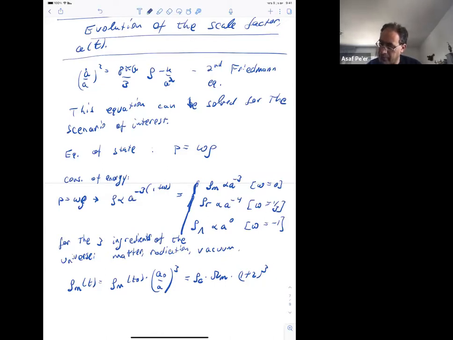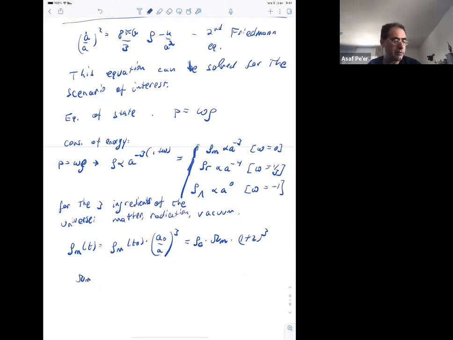And omega matter, just to remind you, was rho matter today divided by the critical density. The critical density today is 3 h0 squared divided by 8 pi G.